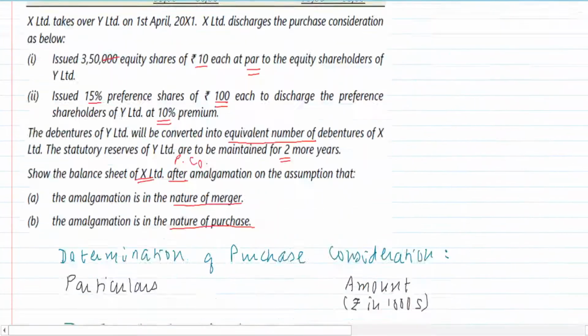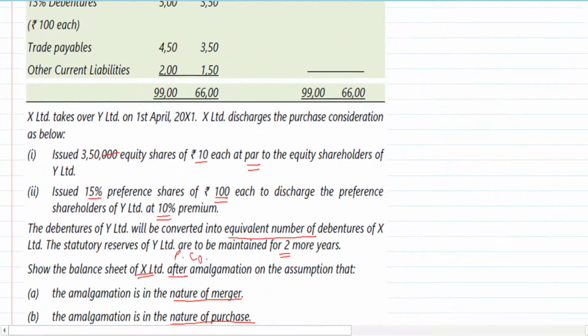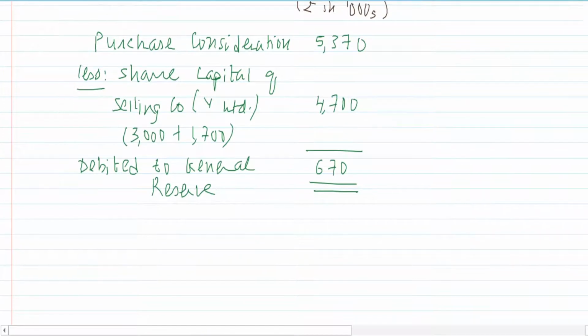If I again check the balance sheets given to us, we do have general reserve. Here it is 250. We have to debit 670. But you also have to understand that the purchasing company also has general reserve of 500. So the total general reserve is 750. This is amalgamation in the nature of merger. In amalgamation in the nature of merger, we take over all the reserves. So we can continue with this working itself.